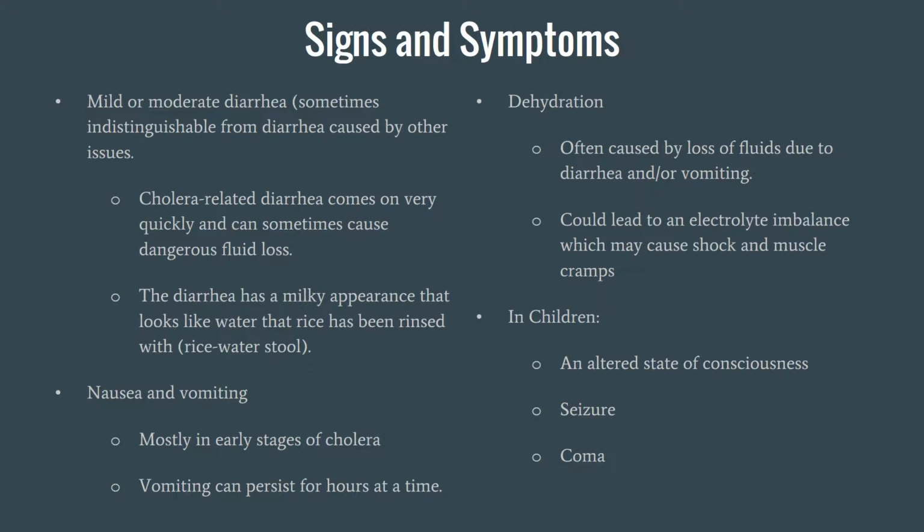Nausea and vomiting also occur, mostly in early stages of cholera. The vomiting will often persist for hours at a time. Sometimes dehydration will occur due to all of the loss of fluids caused by the diarrhea and/or vomiting. This could also lead to an electrolyte imbalance, which may cause shock and muscle cramps. Cholera in children can sometimes lead to an altered state of consciousness, seizure, or coma.